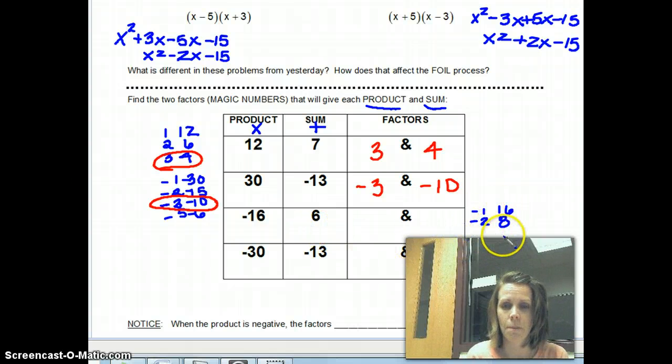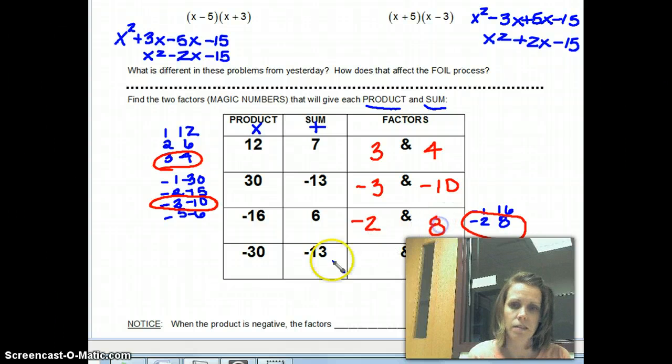So which one will give me a positive 6? This one won't. Negative 2 plus 8 would give me a positive 6. Okay? So my magic number is going to be negative 2 and positive 8. All right, let's look for the magic numbers here.